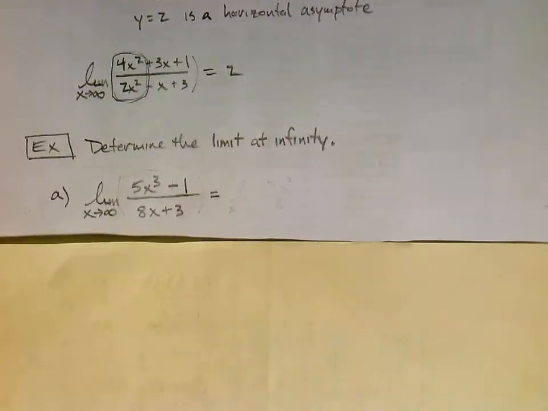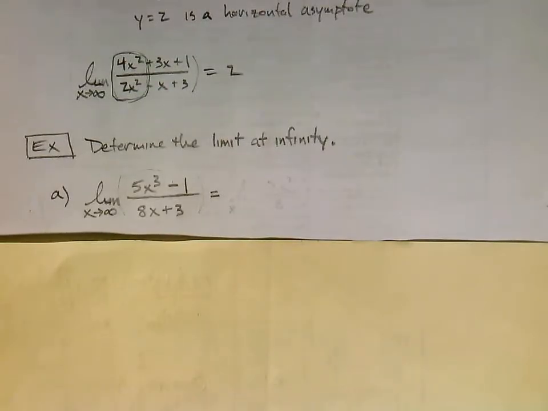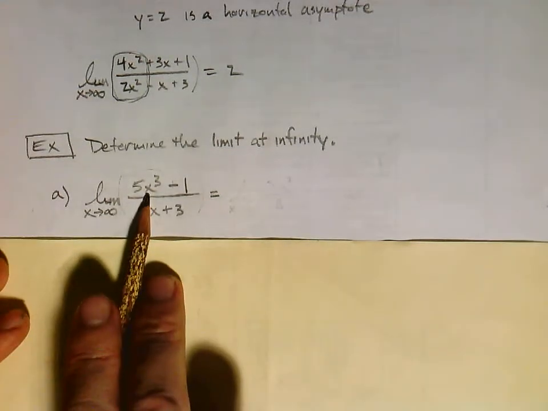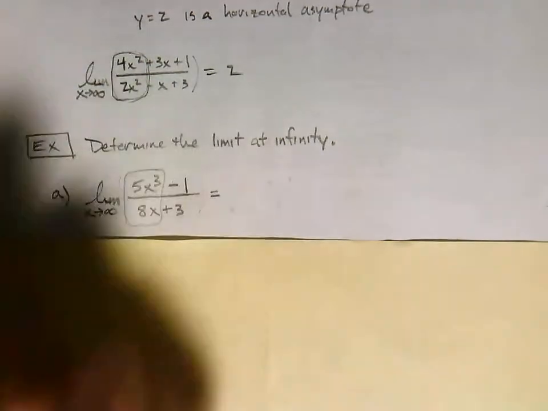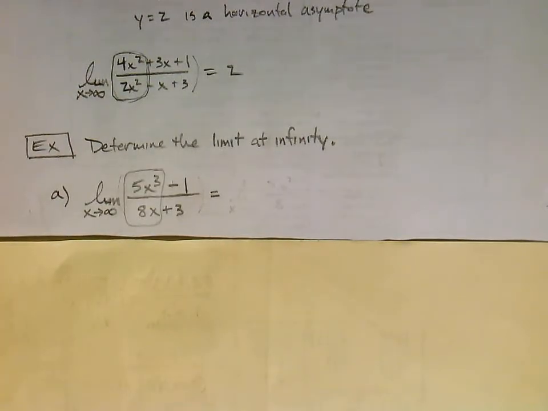Let's do the limit of this 5x to the third minus 1 over 8x plus 3, and it's as x approaches infinity. Well, what are we going to do with that? So we look at the ratio of the terms with the highest degree. So that's the 5x cubed and the 8x. They can be different. They don't have to be the same power on x. Just the biggest one in the numerator and the biggest one in the denominator.